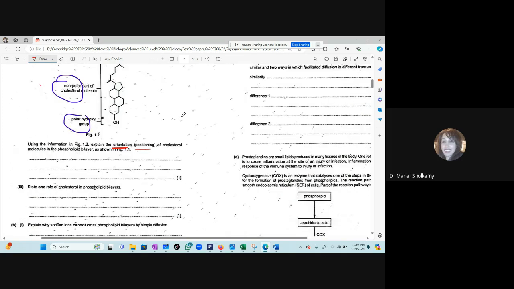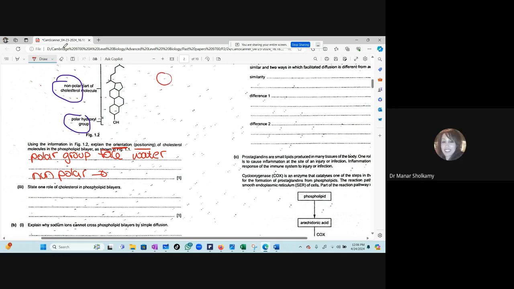What will you say here, Farouk? The polar group faces the water. Yes, you are correct. The polar group will face the watery environment. Okay. And what about the non-polar? It will face the other side, away from the water. What do you mean the other side? What is the other side?